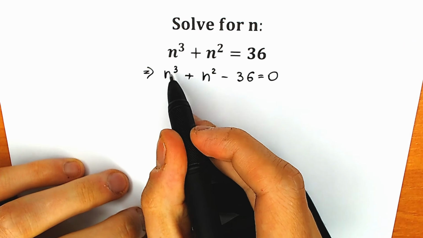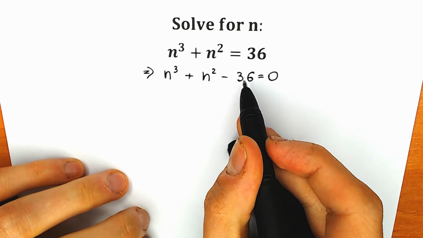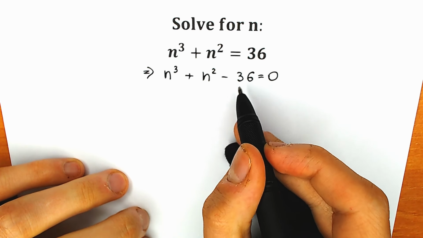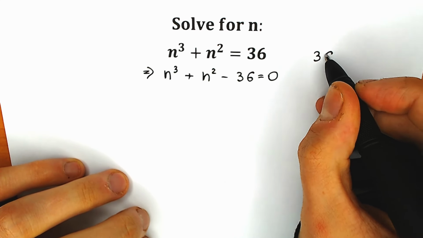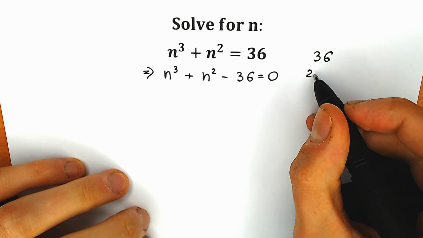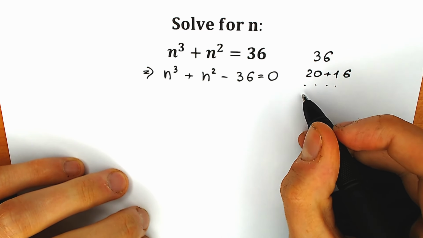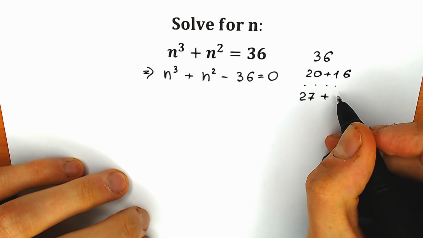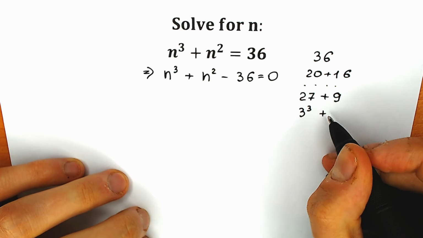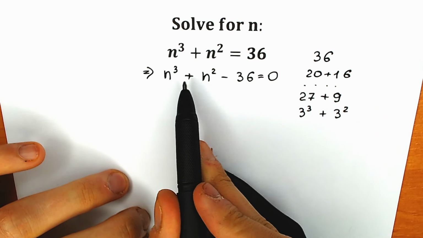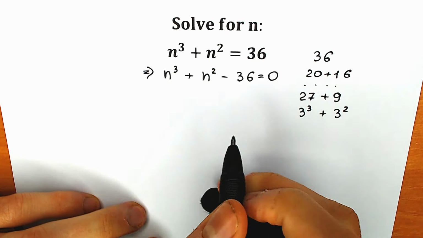Second step, right here we have cube plus square. So right now let's try to express this 36 in that way. We need to express this as a sum of a cube and a square. So this 36, we can express in a lot of ways, like for example 20 plus 16, something like that. But the best way is to express this like 27 plus 9, because 27 can be written as 3 cubed and 9 can be written as 3 squared. So then we can group cubes and squares. Okay, so right now let's express the 36 as 27 plus 9.